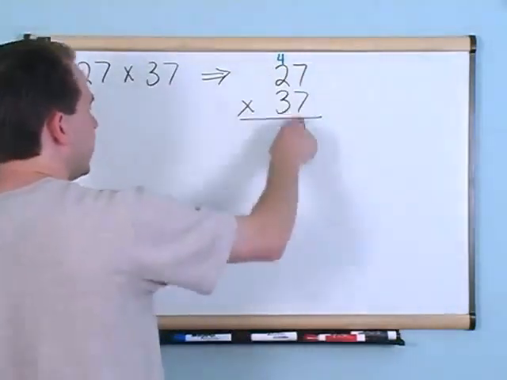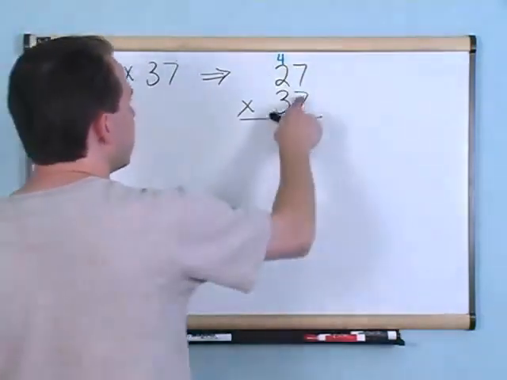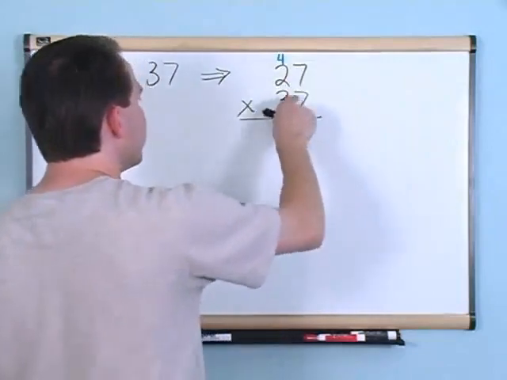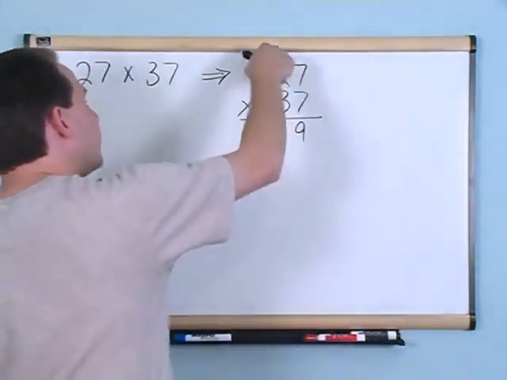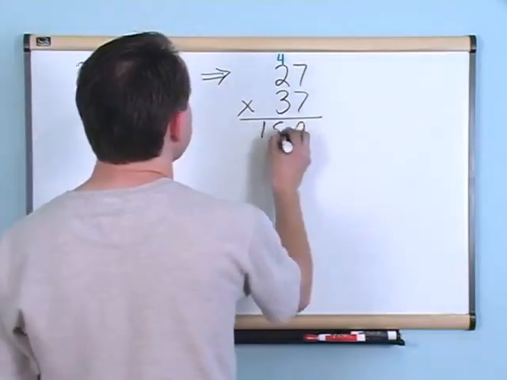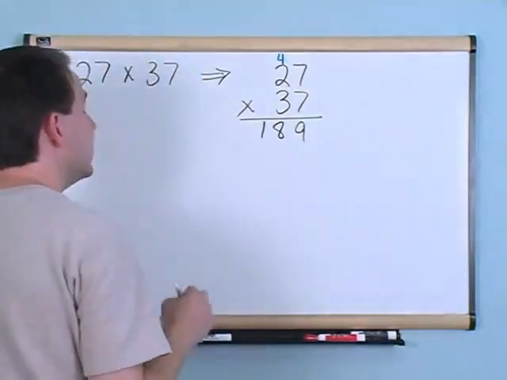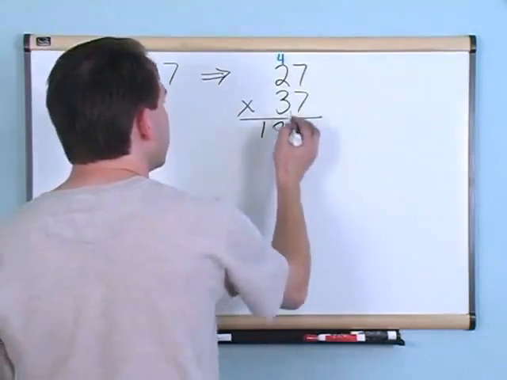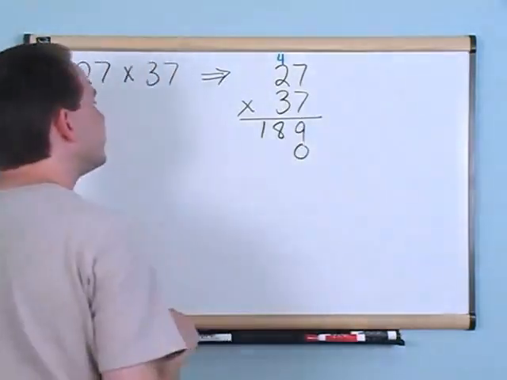7 times 7 gives you 49, so I had to put the 4 up there. Now I'm going to multiply this times this. 7 times 2 is 14, plus 4 more gives me 18, so I write the 18 down. Now I'm going to move to this digit. When I do that, I'm going to have to put a 0 here.